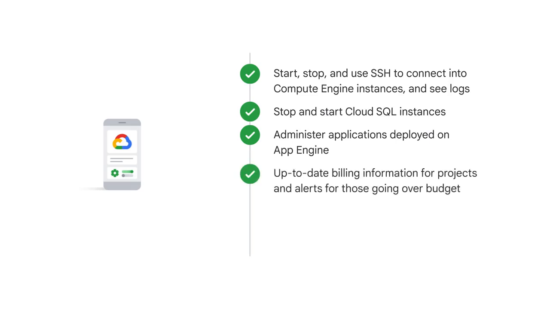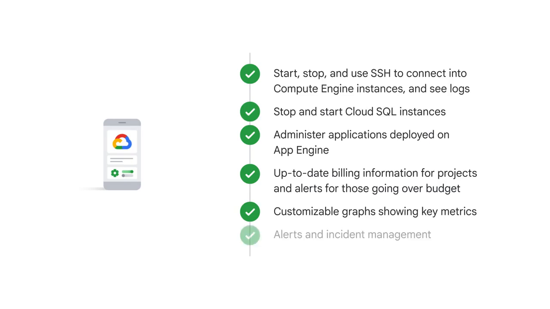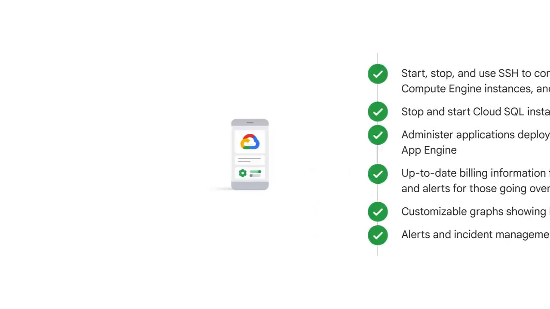The Cloud Console mobile app provides up-to-date billing information for your projects and billing alerts for projects that are going over budget. You can set up customizable graphs showing key metrics, such as CPU usage, network usage, requests per second, and server errors. The mobile app also offers alerts and incident management. You can download the Cloud Console mobile app at cloud.google.com/console-app.